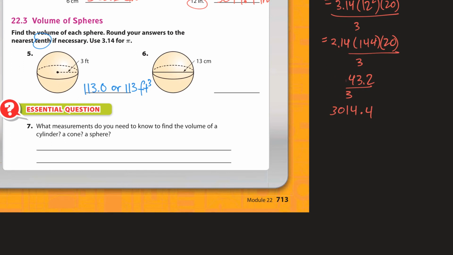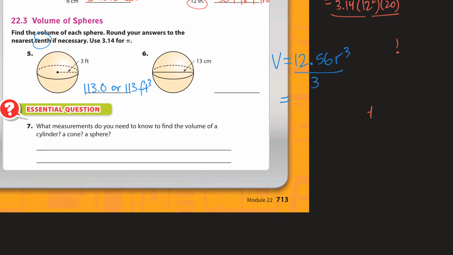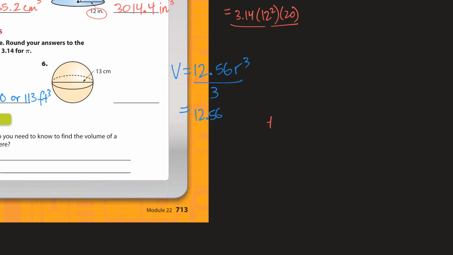Erase some stuff. And what I have is, so I'm calling now volume 12.56 times the radius cubed divided by 3. So that means 12.56. It's bothering me a little bit. I want to move this over. I'm going to erase this. This is bothering me, that it's right on that part. I'd rather it be on black. So volume is 12.56 times radius cubed divided by 3.